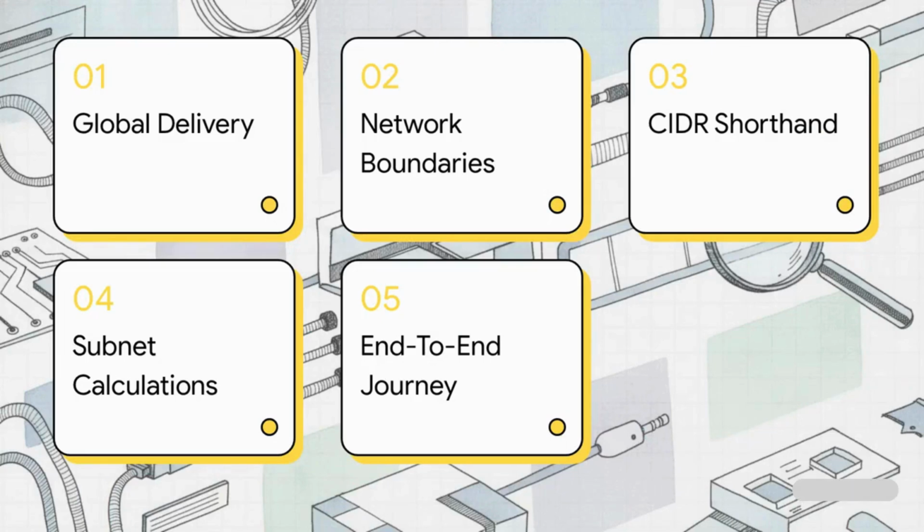Here is our game plan for today. 1. The global delivery problem. 2. Drawing your network boundaries. 3. Mastering the CIDR shorthand. 4. Subnetting calculations made easy. And finally, number 5, the end-to-end journey.